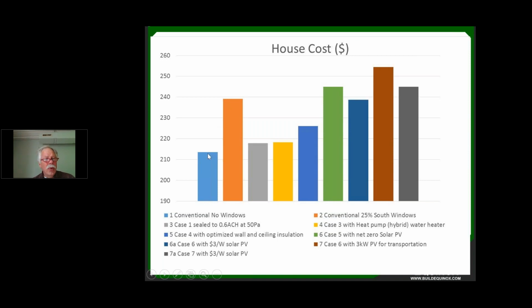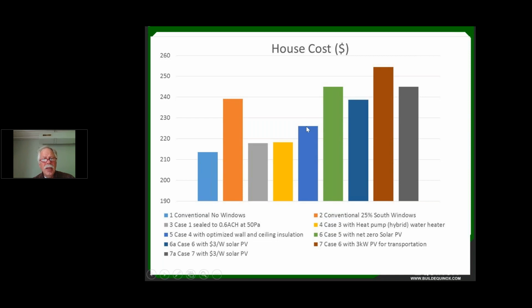If instead of windows or economizing on windows, you seal the house up and put in a fresh air ventilation system, you're going to add about $5,000 to the cost. If you, on top of that, add a hybrid water heater, a heat pump water heater, you're going to add maybe another $400 or $500 to the cost.